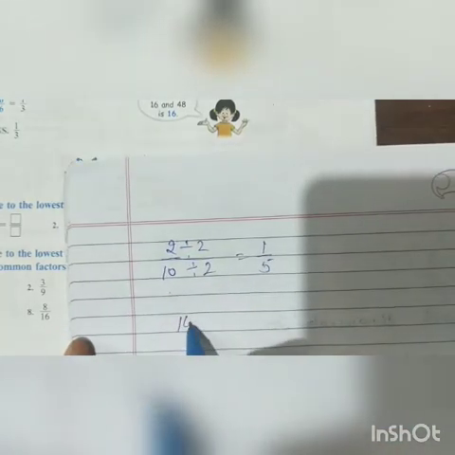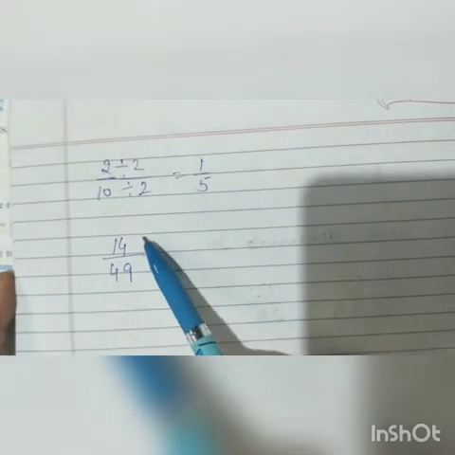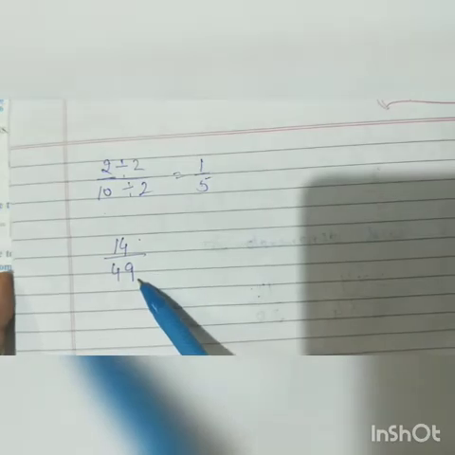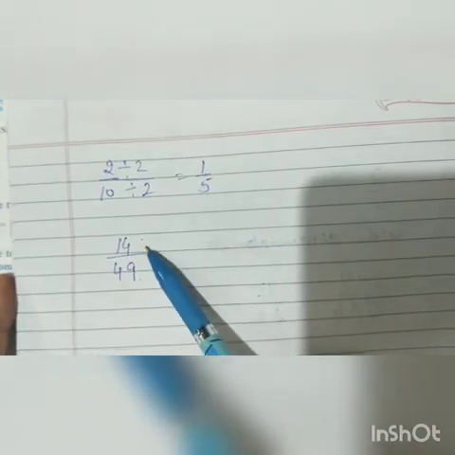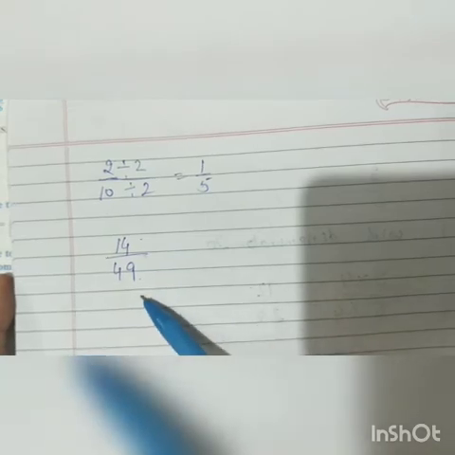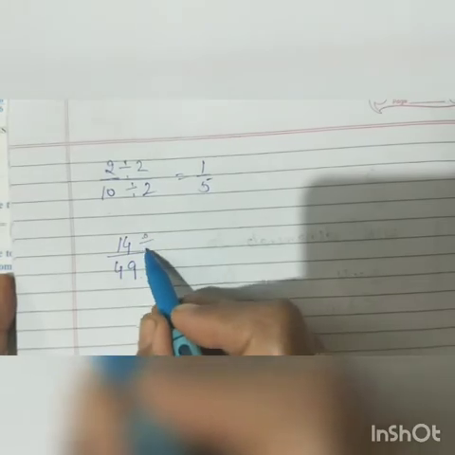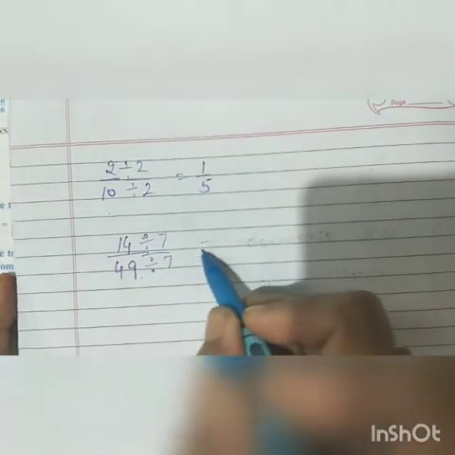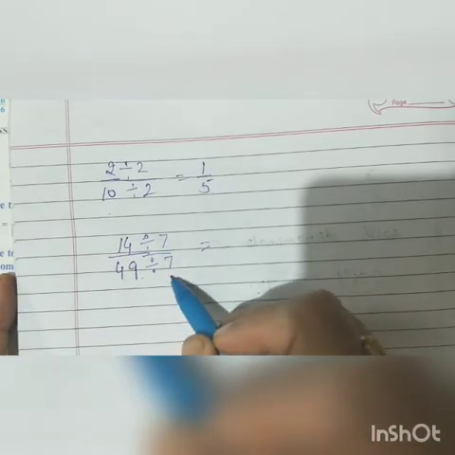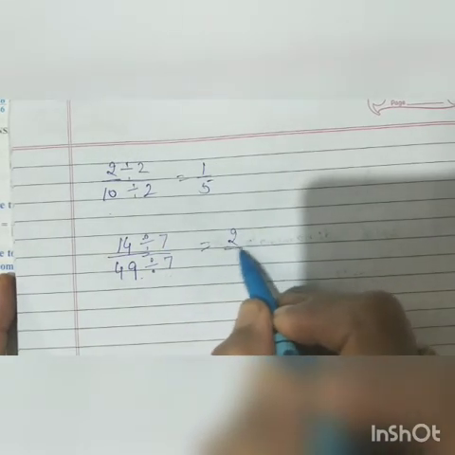Suppose you are given 14 by 49. What is the common factor between 14 and 49? If you have learned tables, you know 14 comes in the table of 7, and 49 also comes in the table of 7. So divide by 7. You have to divide the fraction by the same number, meaning the common factor. That is 7. So we get 2 by 7.